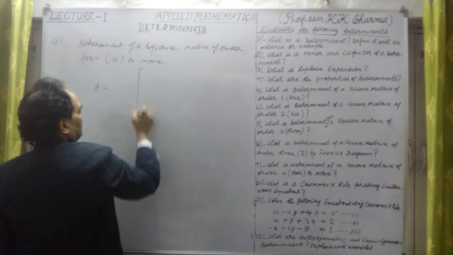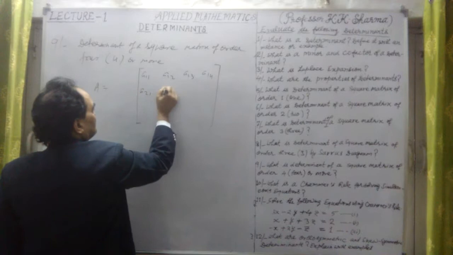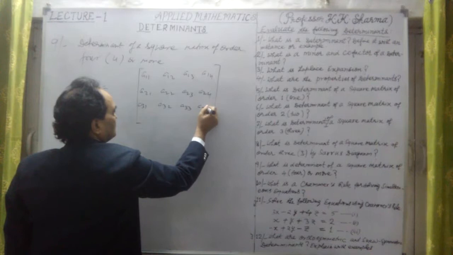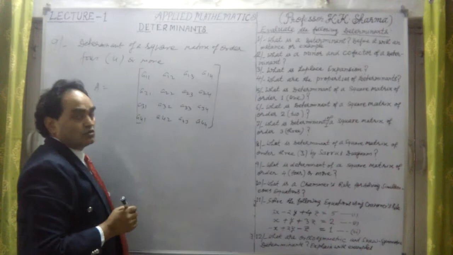A11, A12, A13, A14. This is A21, A22, A23, A24. A31, A32, A33, A34. A41, A42, A43, A44. Here, this is the determinant of order 4.